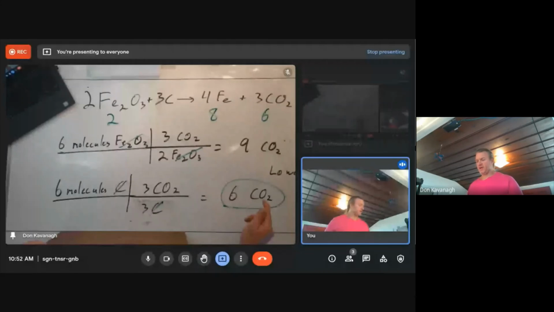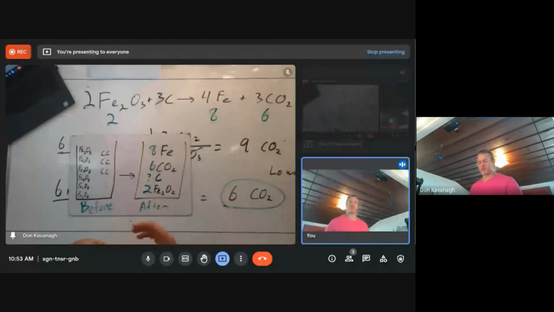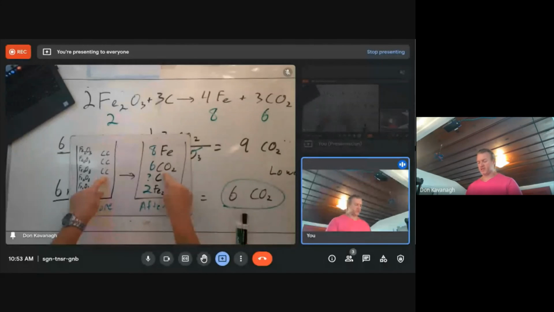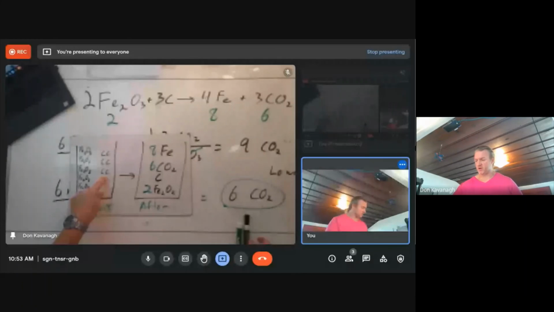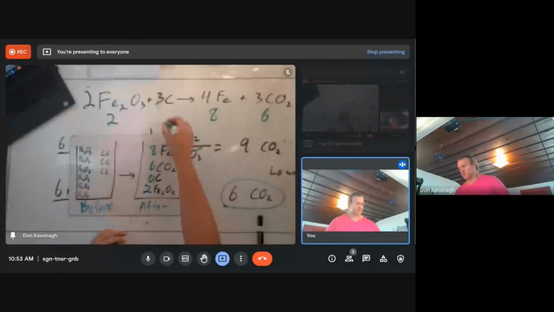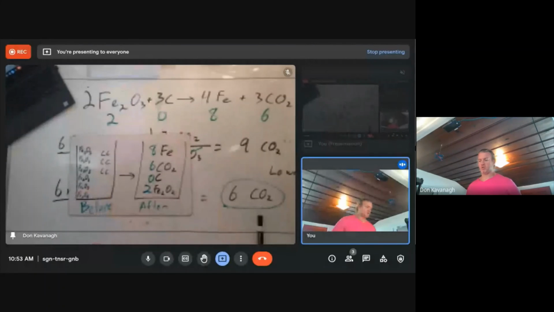In determining how much Fe2O3 and carbon is left over, we logic and talk that out, just using conservation of matter. We started with 6 carbon atoms, and we produced 6 CO2 molecules. That accounts for all of our carbon. So by conservation of matter, there must be 0 carbon atoms remaining in the reaction.